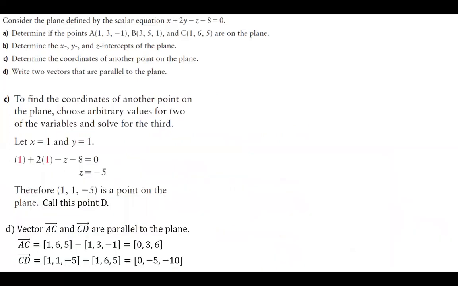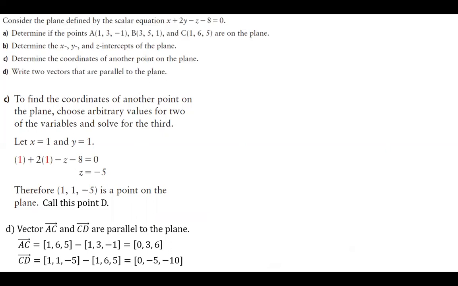To find the coordinates of another point on the plane, you can choose any arbitrary values for two of the variables and solve for the third, right? For example, we can let x equals 1 and also y equals 1. And that gives us z equals -5. Therefore, (1, 1, -5) is a point on the plane. You can call this point D.